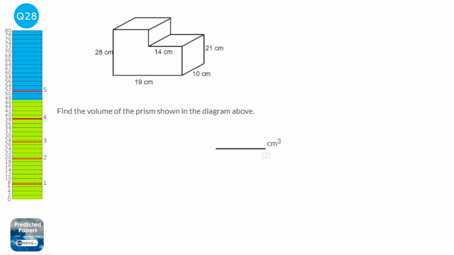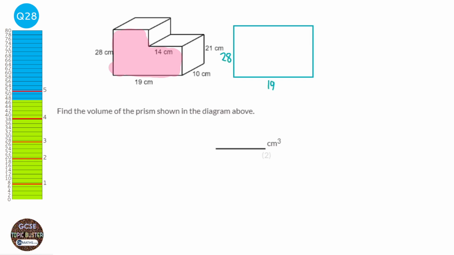So there's a few different ways of working out this question, but they all involve working out the area of the cross-section. And the cross-section is the part here. So we want to work out the area of this. And what we can do, and this is one of the methods, is we can work out the area of the full rectangle, which will be 28 by 19. I'm going to call this A.